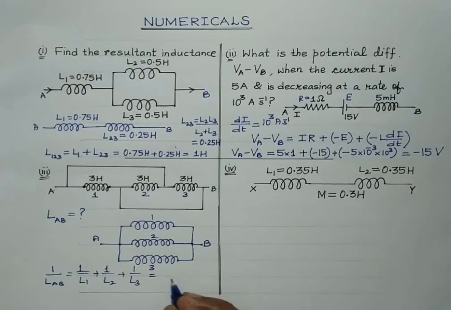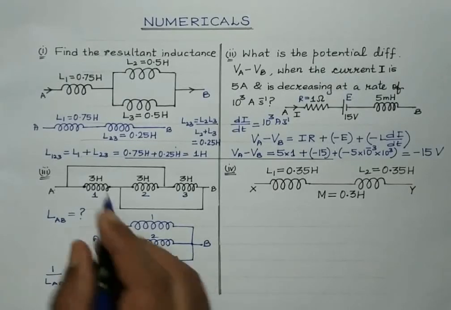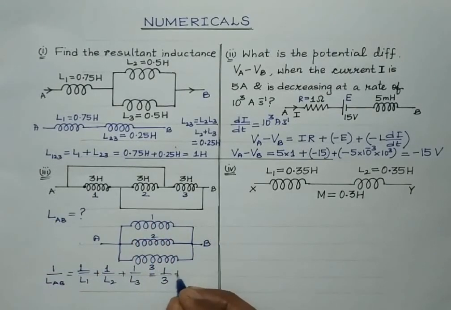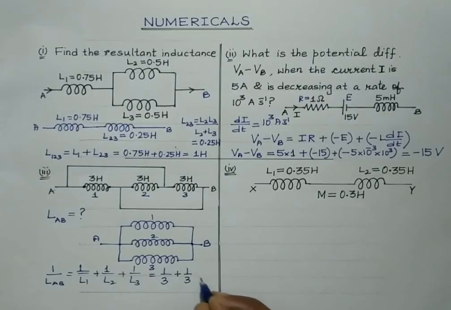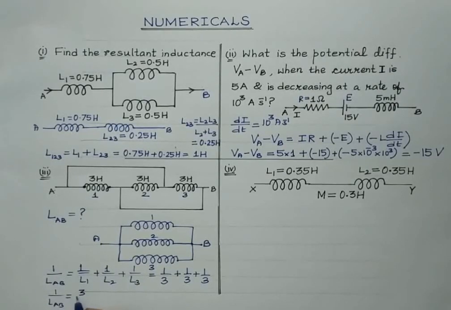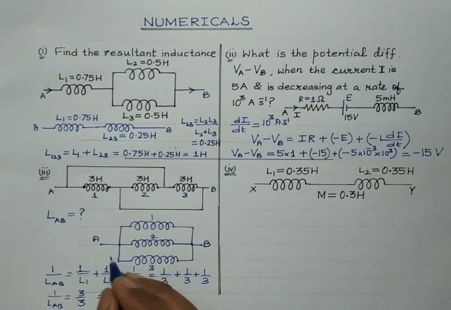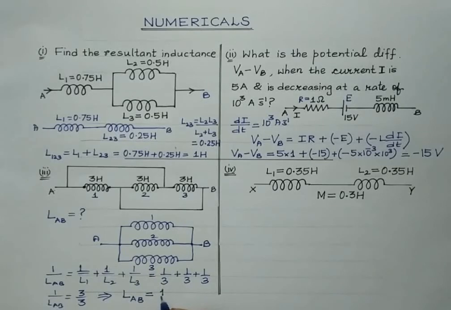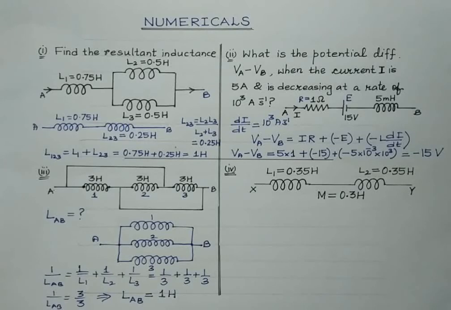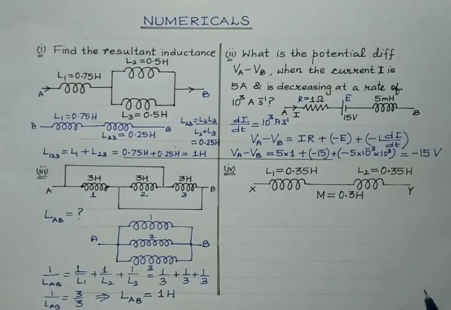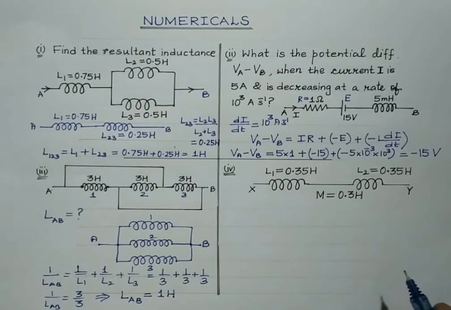So let's substitute the value. So 1 by 3 Henry. All the three inductors are given to have inductance of 3 Henry. So 1 by LAB will be equal to 3 by 3, that is 1, which implies that net effective inductance between the points A and B will be equal to 1 Henry. Clear, students? Okay, now let's consider this fourth question.